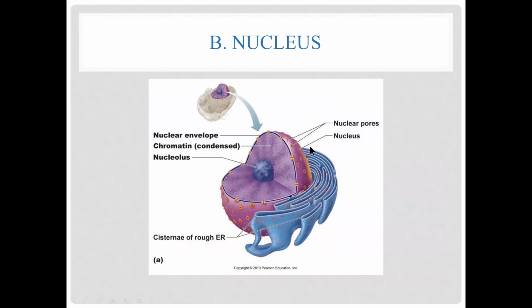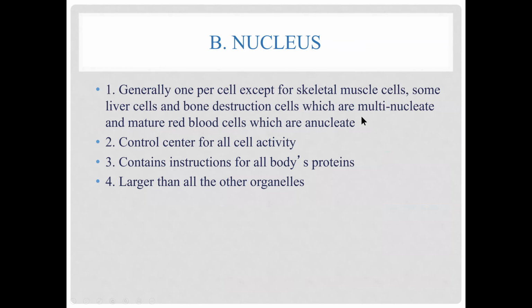The nucleus is one of the largest organelles. There's generally one nucleus per cell, except for skeletal muscle, which is voluntary muscle. It's the muscle that moves us. Some liver cells, the bone destruction cells, and we'll find out the name when we get to chapters 6, 7, and 8. Okay. And mature red blood cells have no nucleus. They jettison their nucleus and most of their organelles before they mature, so that they are equipped to carry the most amount of hemoglobin. Okay.